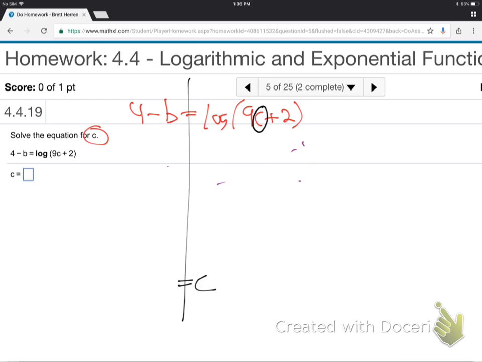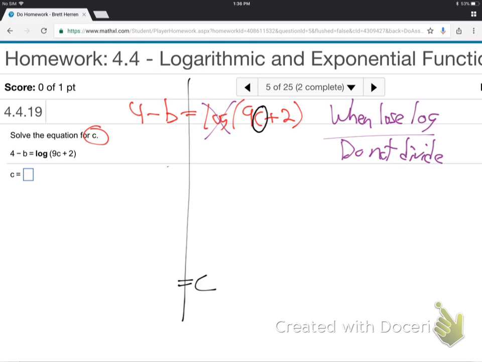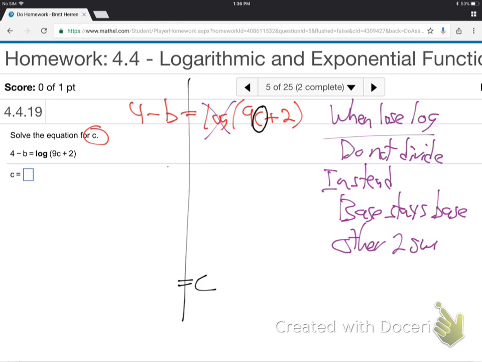Well, then what do we do? Use that special rule that I told you last time. Whenever you lose a log, the base stays the base. The other two switch. Let me write that out. Whenever we lose a log, do not divide. You do not divide. That's the mistake. Instead, base stays the base. Other two switch.